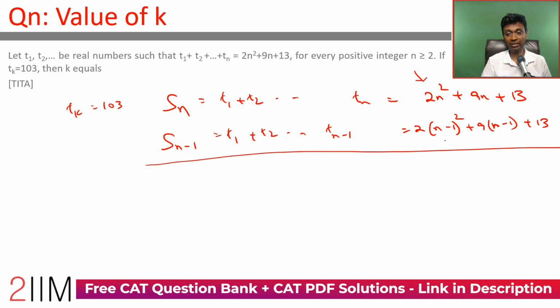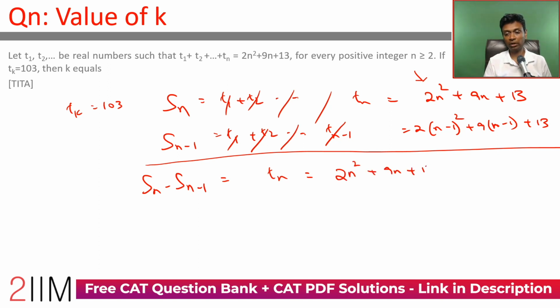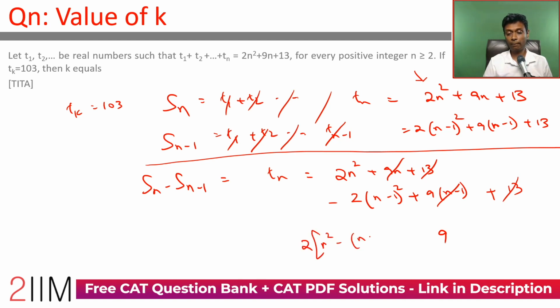Now think about this. If I subtract one from the other, that's Sn minus Sn minus 1. Sum up to n terms minus sum up to n minus 1 terms. That will be Tn. Everything else will get cancelled before that. This is equal to 2n square plus 9n plus 13 minus 2 times n minus 1 whole square plus 9 times n minus 1 plus 13. This disappears. 9n minus 9 times n minus 1, this difference will be 9. So we have 2 times n square minus n minus 1 whole square plus 9.